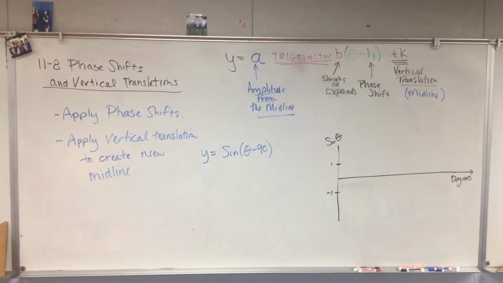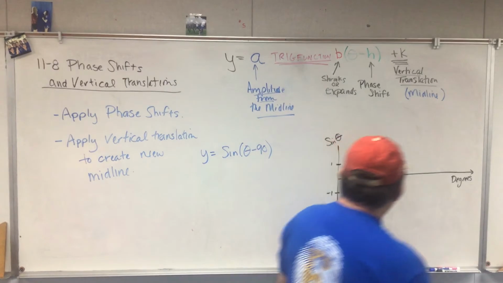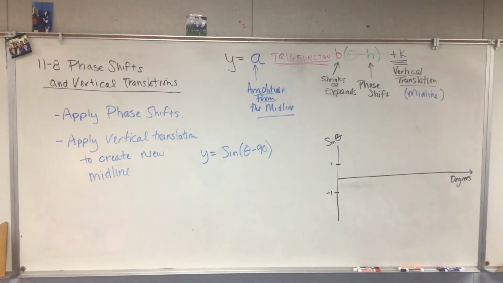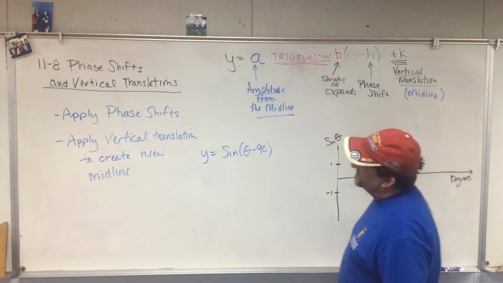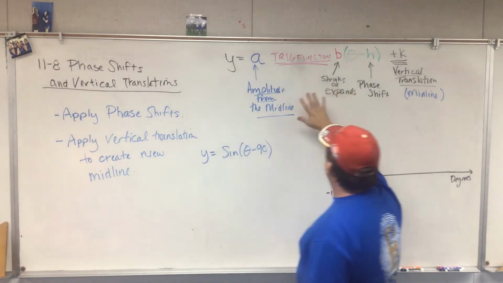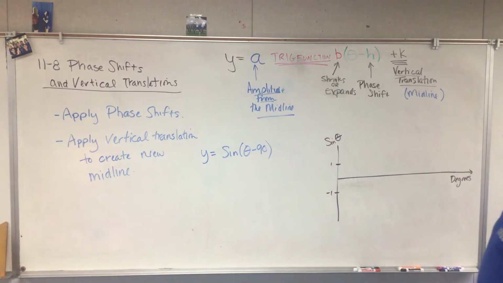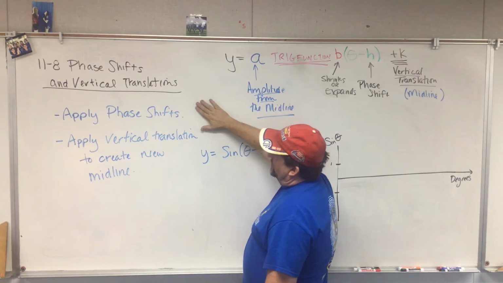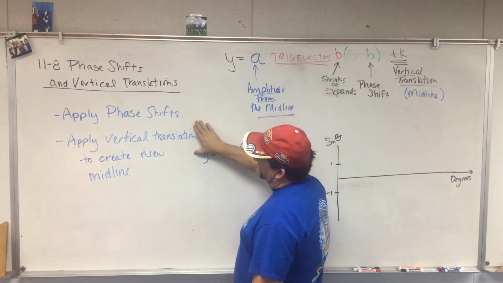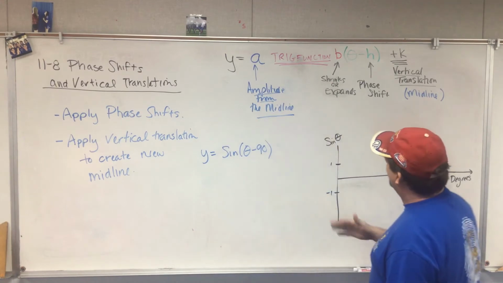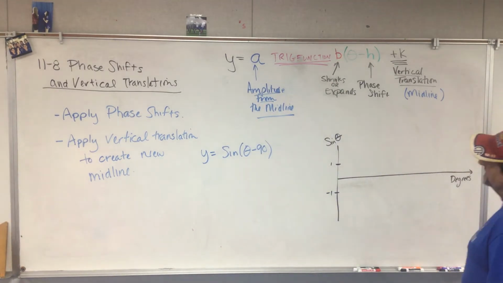All right, guys, here we go. We're going to get into some graphing. So we're going to be looking at 11-8 phase shifts and vertical translations. We're going to get into the graphing of our sine functions a little bit more right now. So we're going to learn how to apply phase shifts and apply vertical translations to create a new midline. So we'll talk about the idea of the midline.